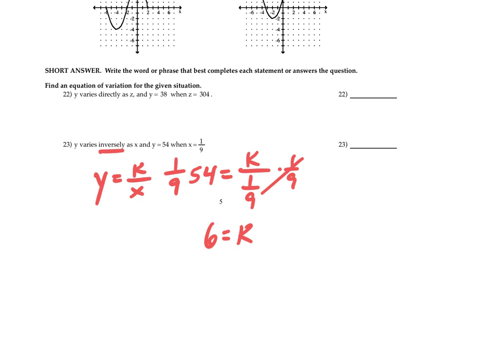Okay, and what it's asking for here is what's my equation of variation. So I'm going to plug that back in, and that would be my equation. y equals 6 over x. That's as far as we're going to go on those. There's going to be a few that are going to take it a little bit further than that. But on that one, that's as far as you need to go.